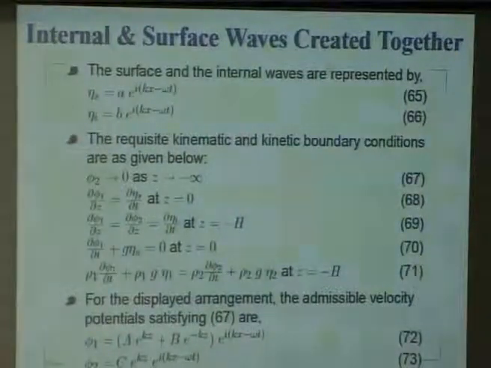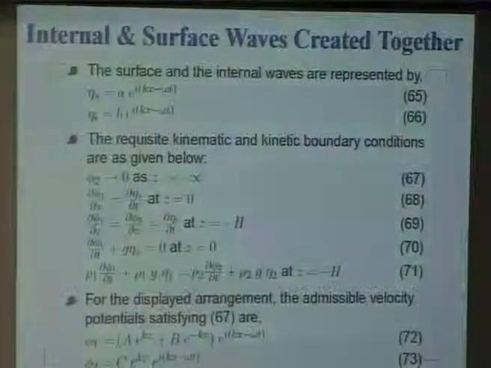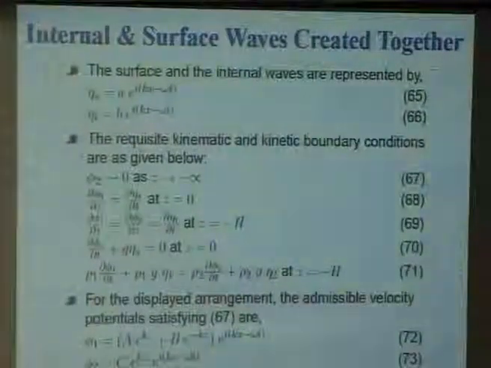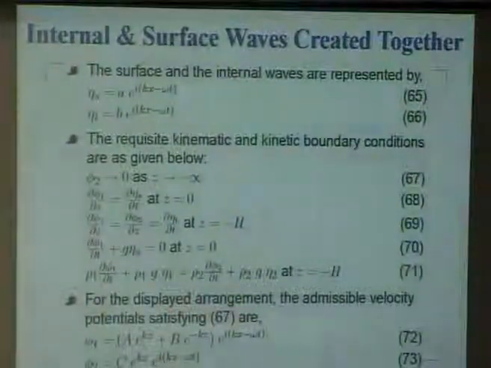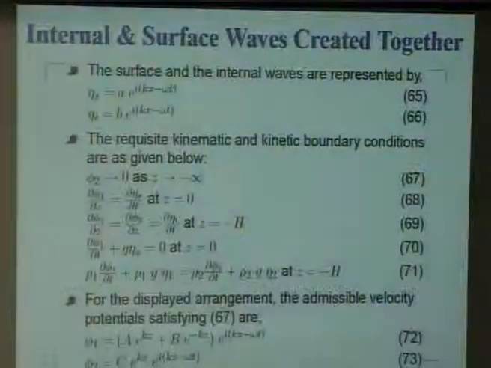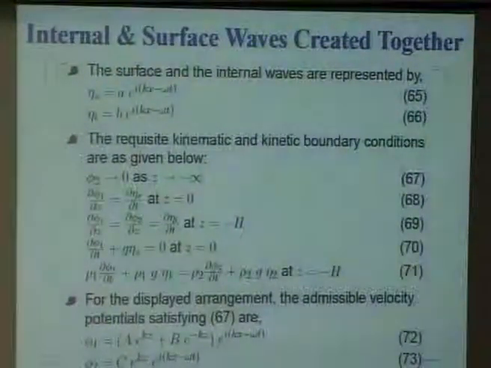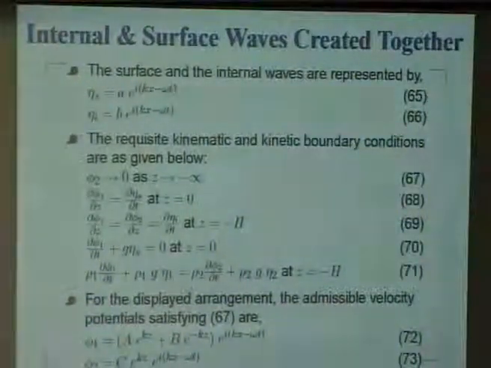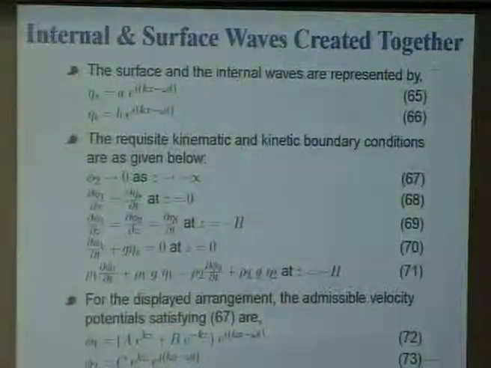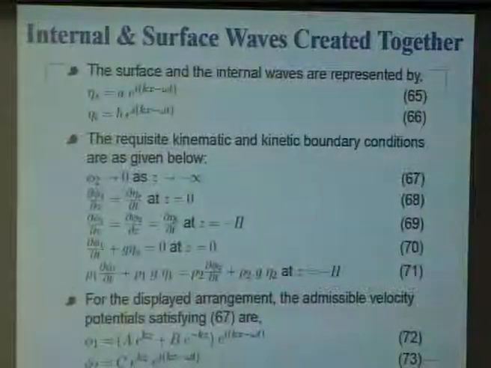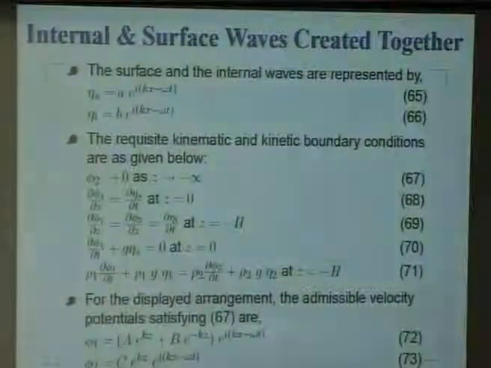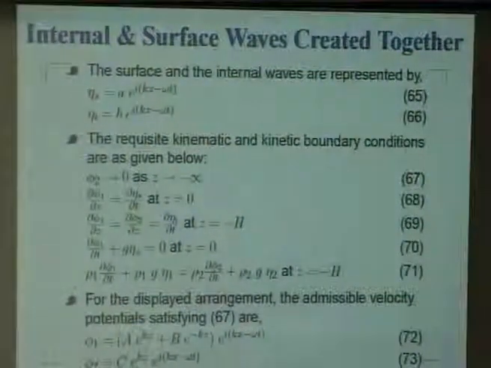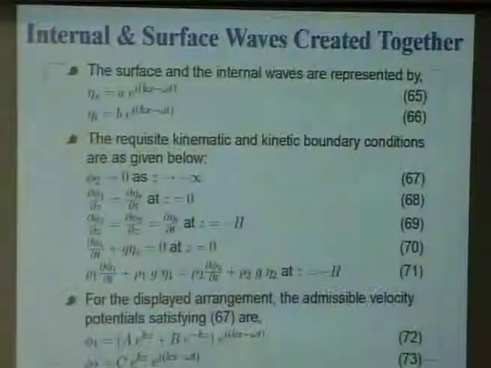So, this is what we are going to see at z equal to minus h at the interface of the internal wave, and finally, we will have the pressure prescribed on the surface, that is this Bernoulli's equation. If we put the datum equal to 0, this is what we get, and this is the continuity of pressure at the interface of the internal wave, the last one, 71.